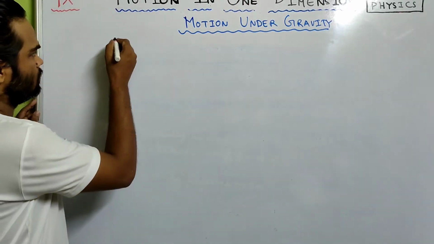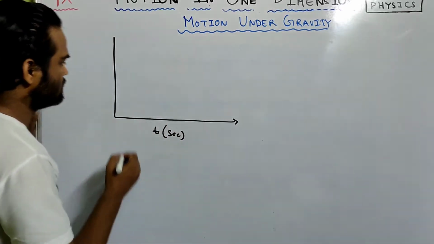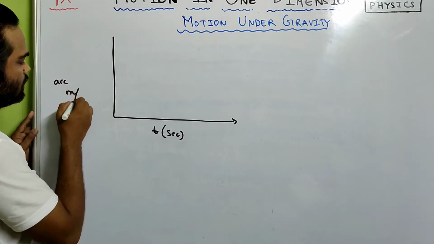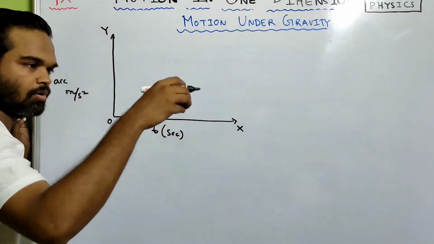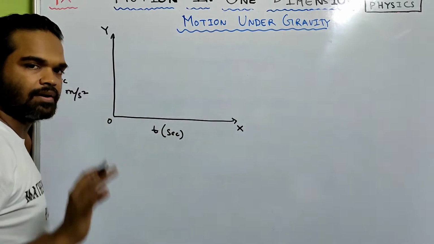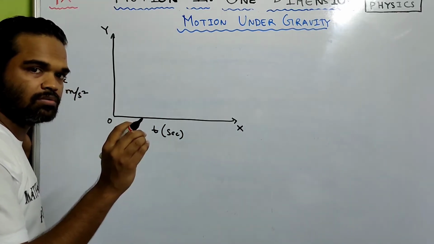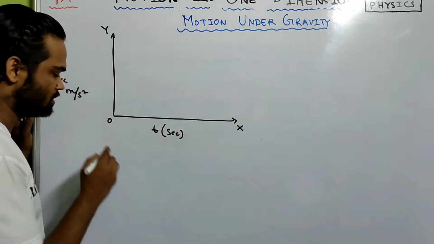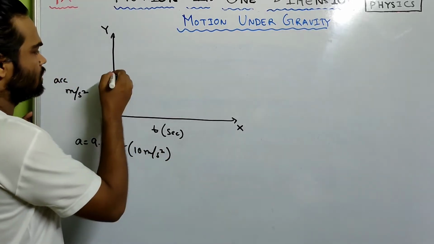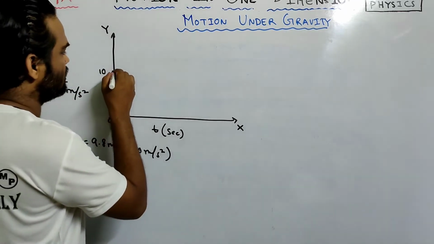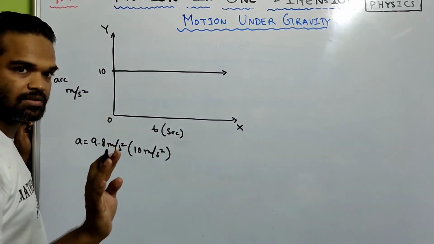Now look, suppose this is your time in second, this is your x-axis, and this is acceleration in meter per second square, your y-axis. I'm taking the case of a body falling freely under gravity. Then we know it's an example of uniformly accelerated motion with acceleration equal to 10 meter per second square. Actually it is equal to 9.8, but we take it as 10 meter per second square. Then we'll get a line parallel to x-axis, isn't it?